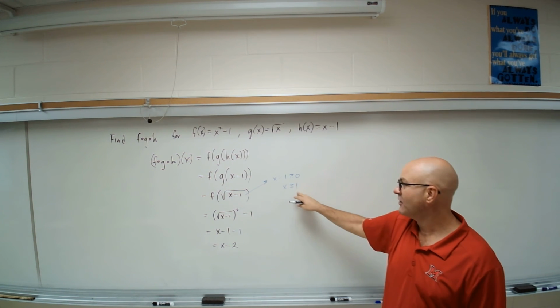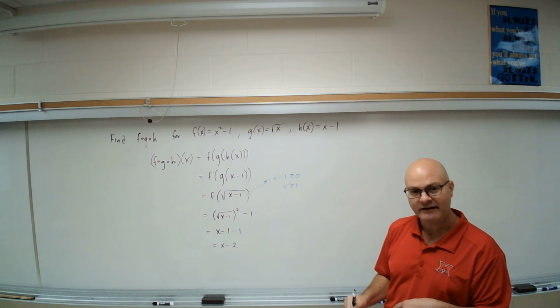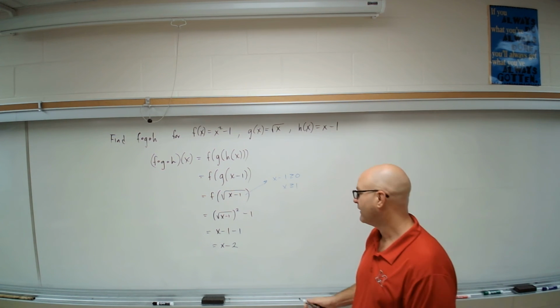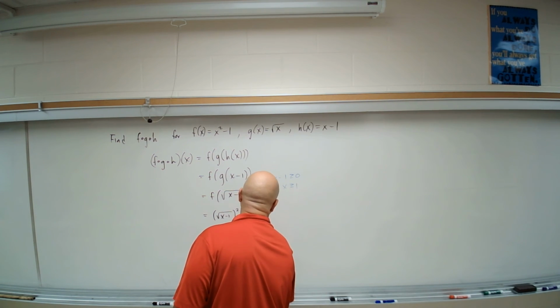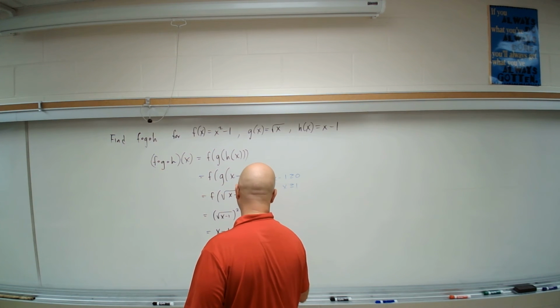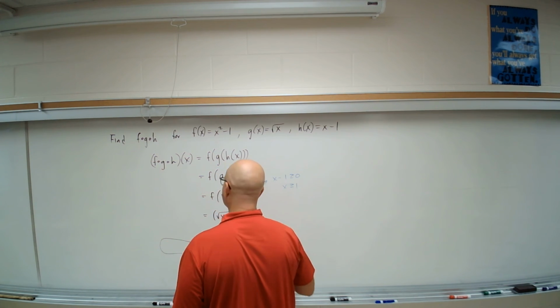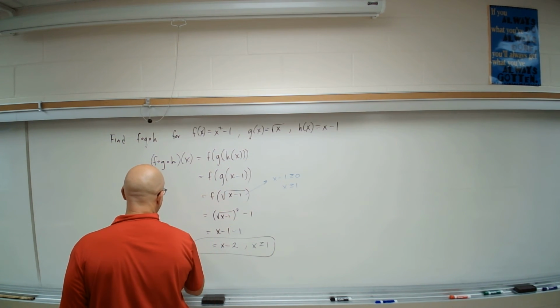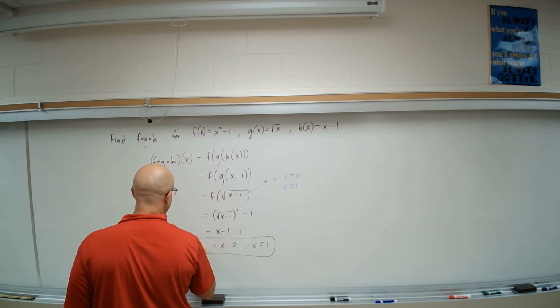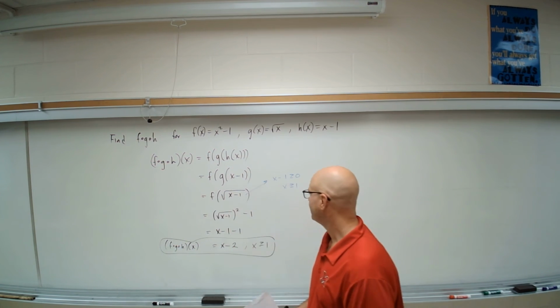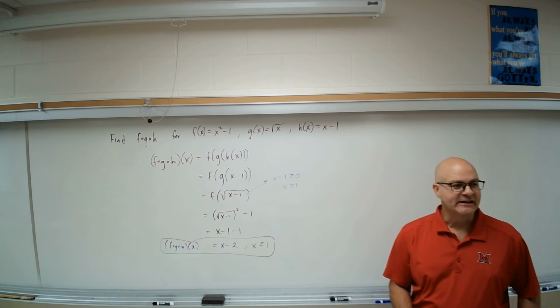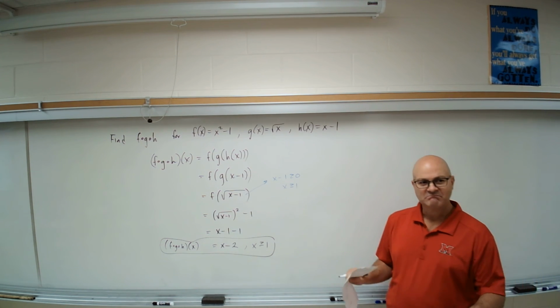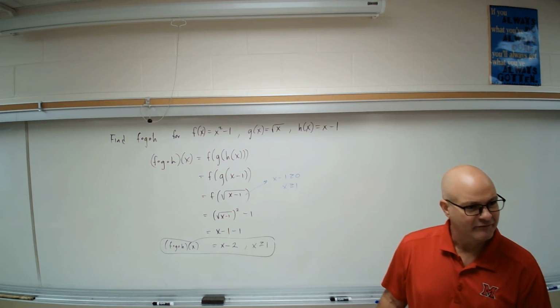So it ends up, this domain restriction does carry through to the end if it pops up in the second function. So we'd say where x is greater than or equal to 1 would be our answer for f of g of h of x. Again, the domain's kind of tricky there. That feels kind of extra credit type tricky stuff.